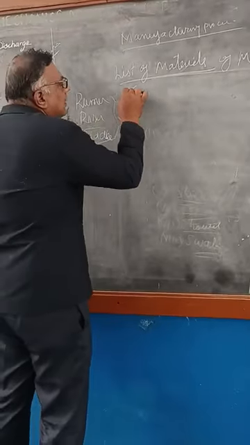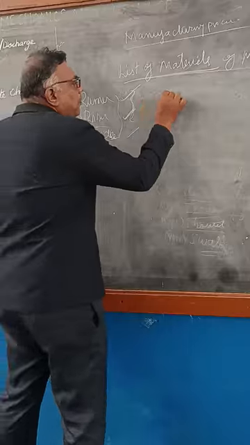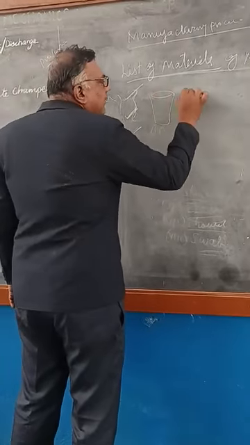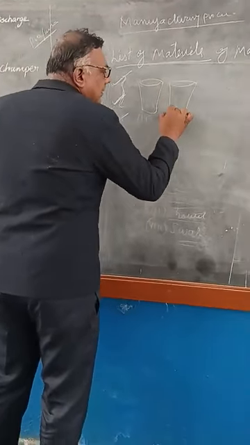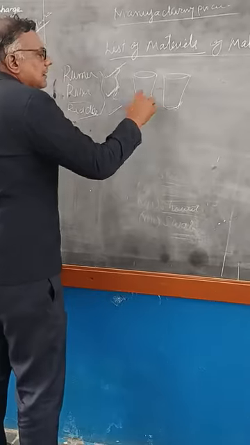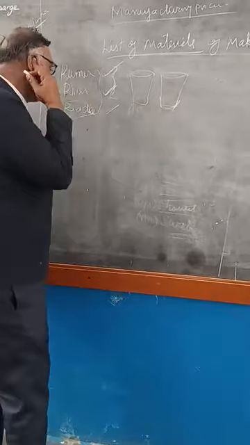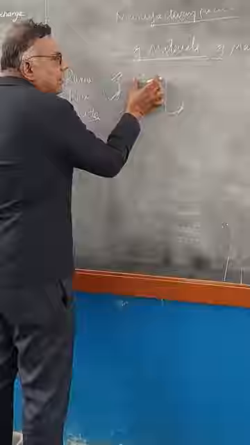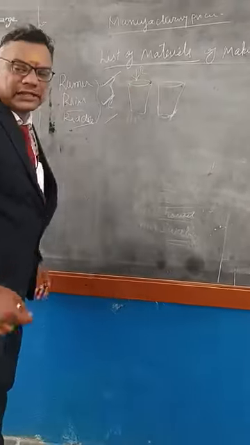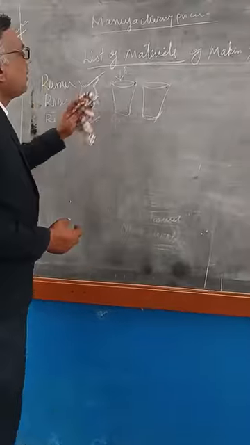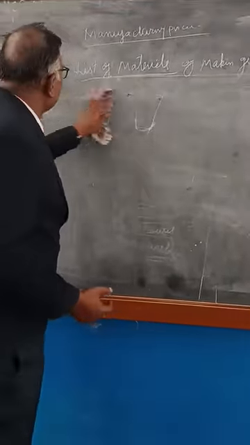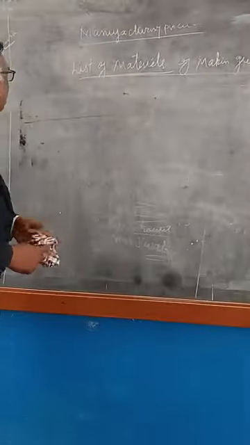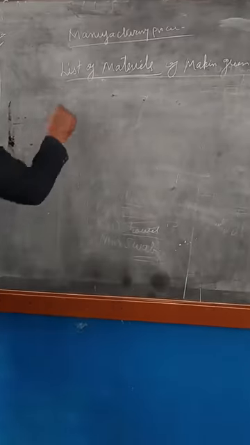How do we identify the runner? Both runner and riser will be in the same shape. But the thing is, the runner's diameter will be very large when compared to the riser. So before going to this, we need the properties of molding sand.